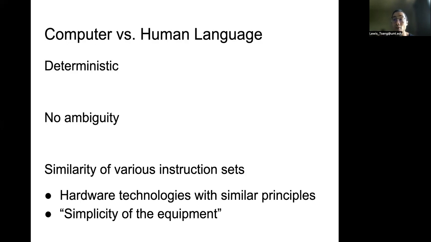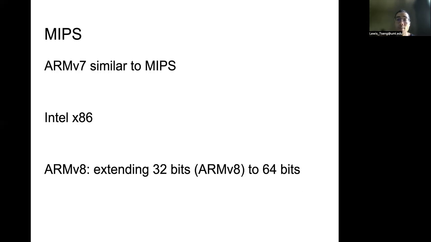And that's because of two reasons. The underlying hardware technology, in terms of how you build a chip and in terms of architecture design, actually shares similar principles that we are going to cover in the future. And one key principle is that we want to make the hardware, the equipment, simple. And that's why when we design and realize the instruction set, they are quite similar. And the type of instruction set that we are going to focus on in this course is called MIPS.